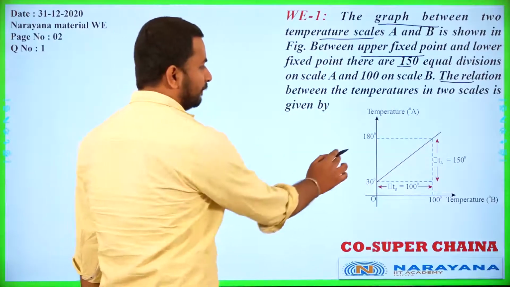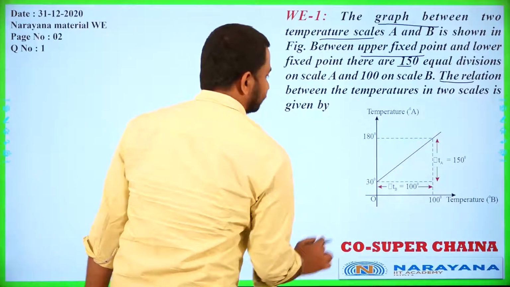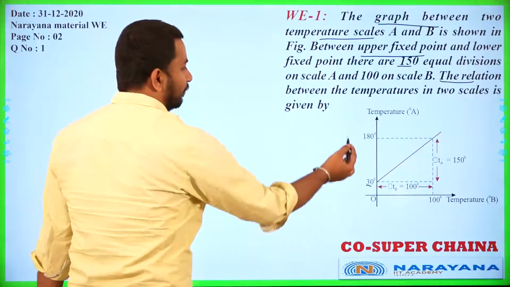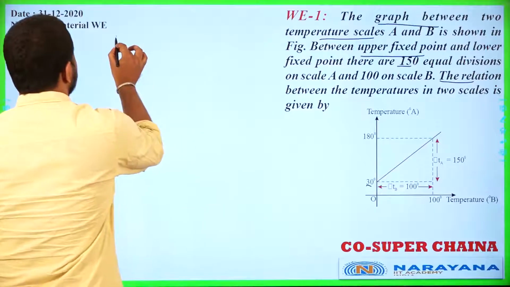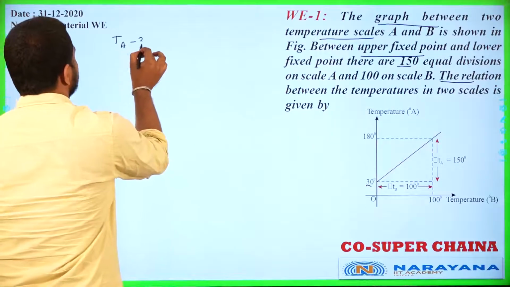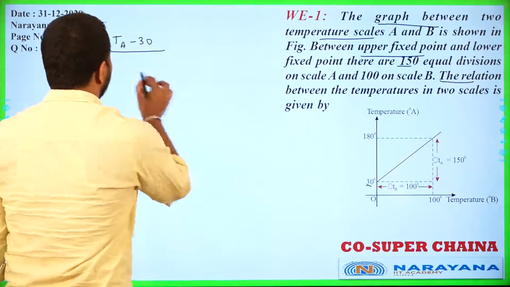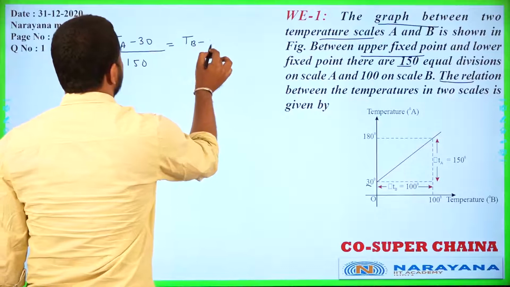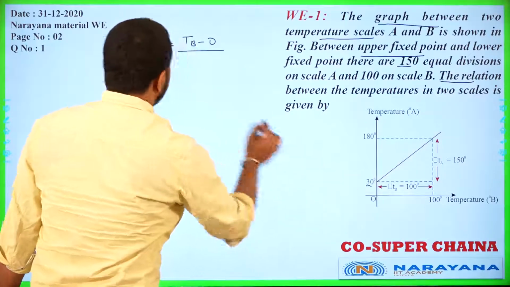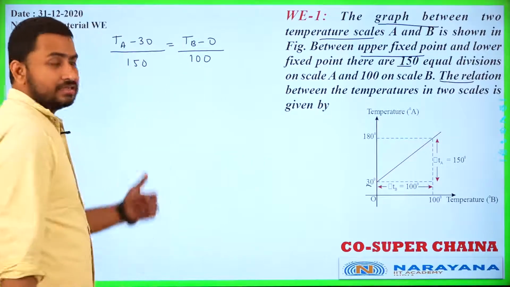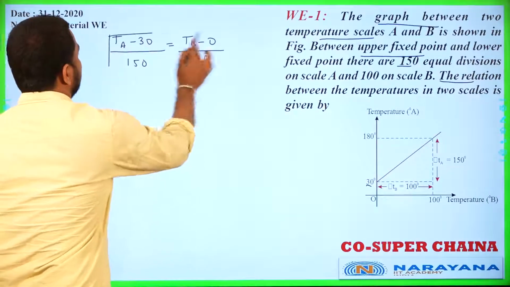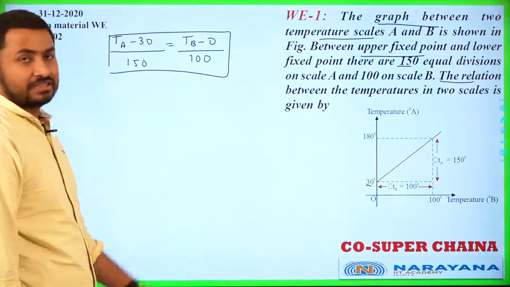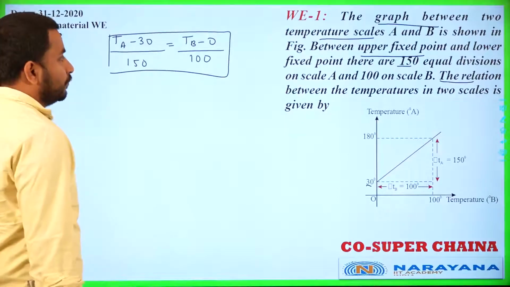If you see the difference here, for the lower division the scale difference is 30 and for the upper division it is this. So if we write the relationship, we can write: Ta minus 30 by the difference here, 150, is equal to Tb minus 0 by this as 100. This gives the relationship between the two scales. This is how we get the relationship between the scales, right? So let's move to the next question.